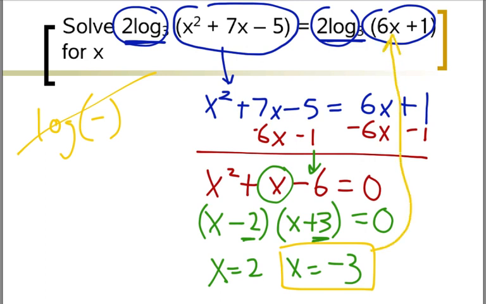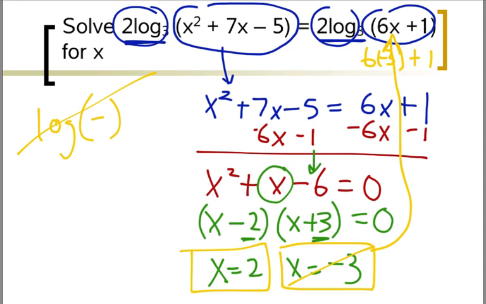If I put it up here, it does. I would get 6 times negative 3 and plus 1. So that would end up with negative 18. So I can't take the log of a negative number. So that means this answer is actually no good. The answer is x equals 2. So you'll get 2 answers whenever it's a quadratic here, but only one of them is valid.